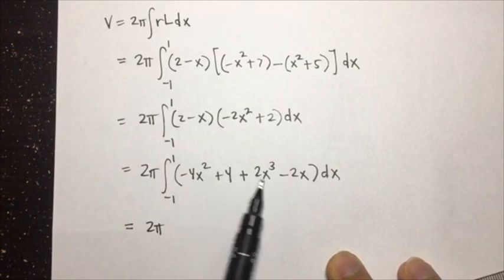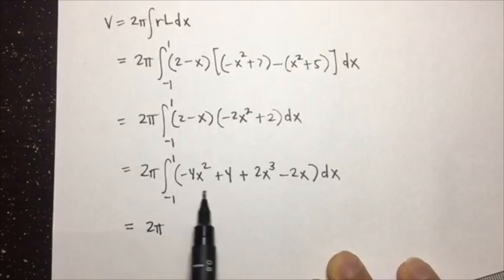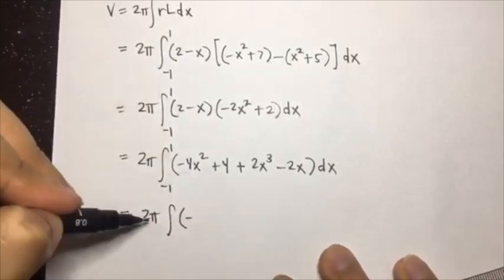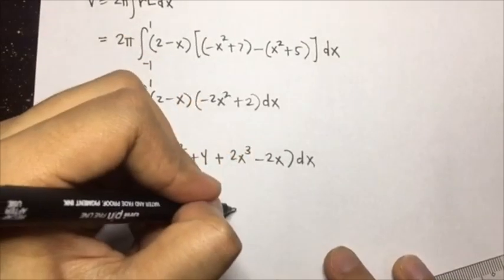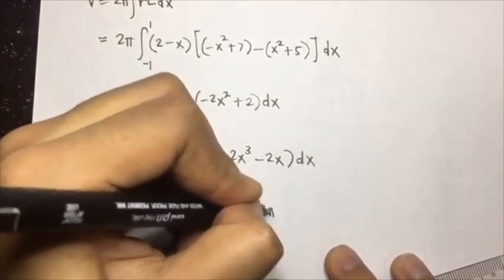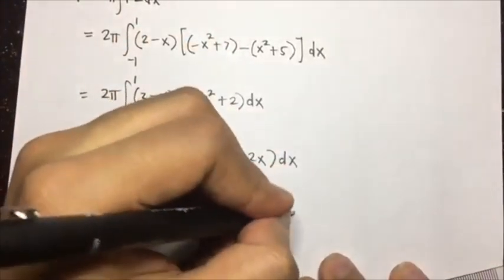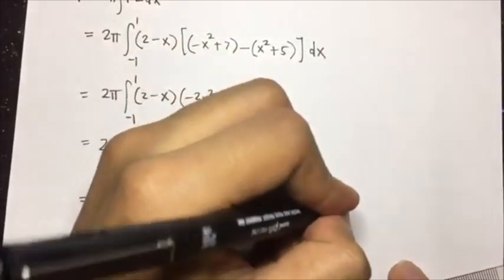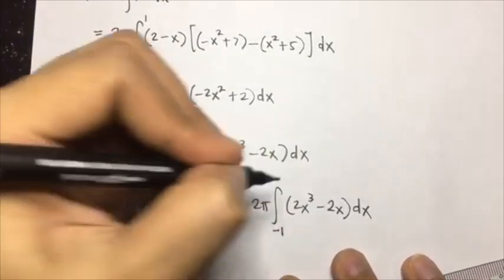We have odd functions, this one and this one, and these two are even. Okay, so we can separate them. So from 2 pi integral of -4x squared plus 4 plus 2 pi integral of 2x cubed minus 2x dx. They are both from -1 to 1.